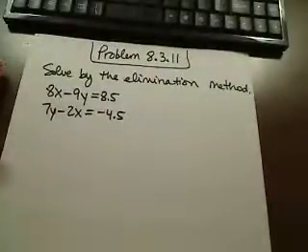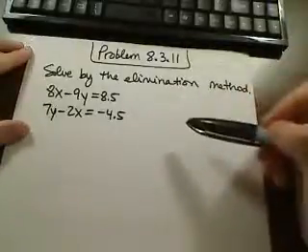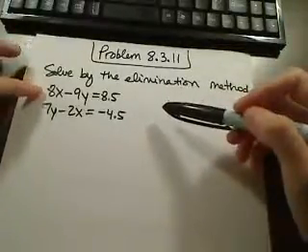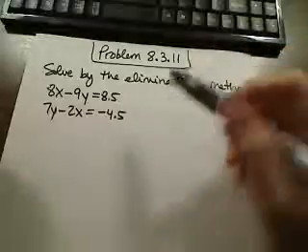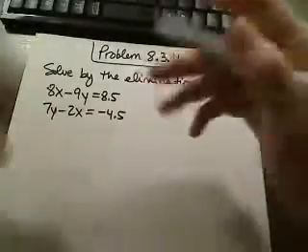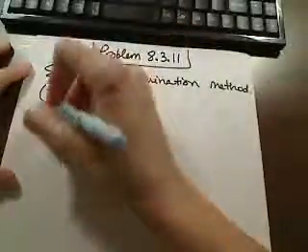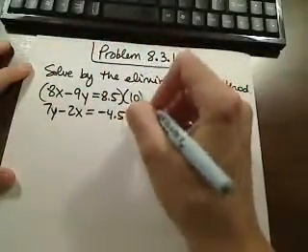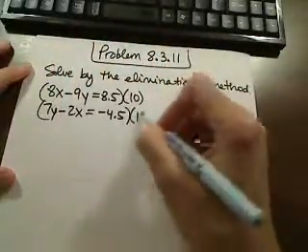Okay, this is problem 8.3.11, and we are solving by the elimination method. And there's decimals in this problem. So the first thing that we probably want to do is just clear the decimals because it makes the problem much easier to work with. So I'm going to go ahead and multiply both equations by 10.